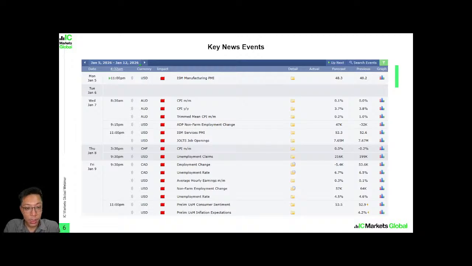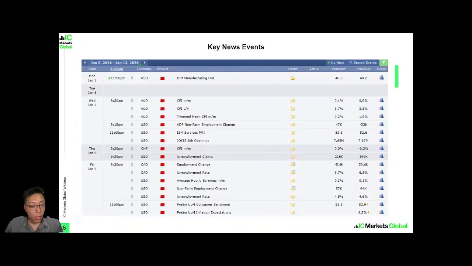The next thing is USD ADP non-farm employment change, and also USD job openings. So you can expect the USD pairs to be volatile on Wednesday because we have non-farm employment change as well as the job openings. For Thursday we have CHF CPI, and we also have USD unemployment claims. So pairs such as USD CHF will definitely be very volatile. For those of you trading USD CHF, please be careful.